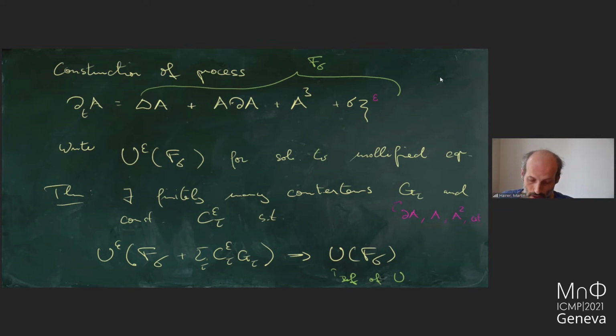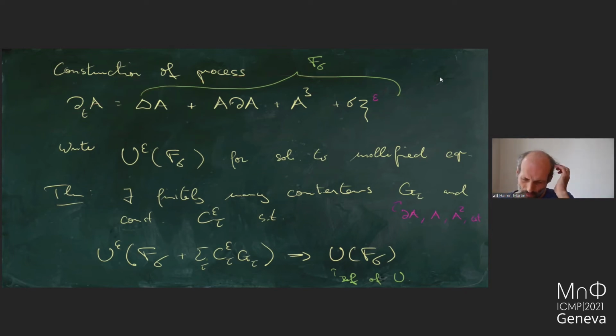And the general theorem tells you that if you modify the equation by adding these counterterms with some constants in front of them, and these constants might diverge, then you converge to a limit. And of course, that's not really what we want, because we wanted to give a meaning to this specific equation. We didn't want to modify the equation.